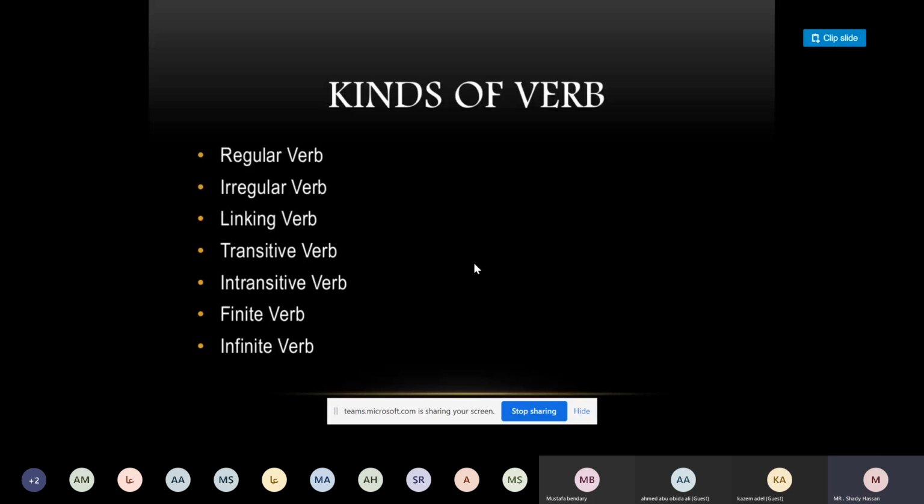Another verb: shut, shut, shut. Put, put, put. Another verb: run, ran, run. Become, became, become. So what's the rule in here? I don't have a rule in here.